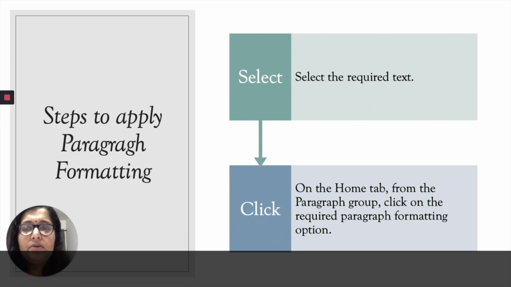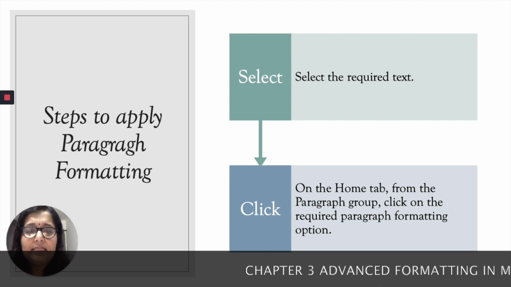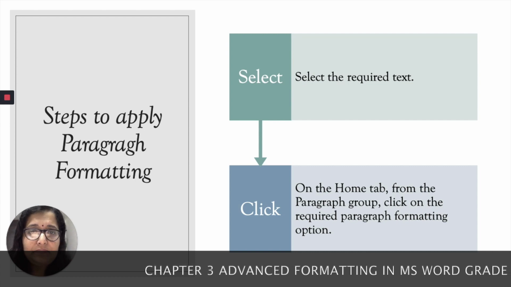Now let's talk about steps to apply paragraph formatting. You need to select the required text. On the Home tab, from the paragraph group, click on the required paragraph formatting option. There are lots of options available. From that, you can select the required paragraph formatting option that you need.